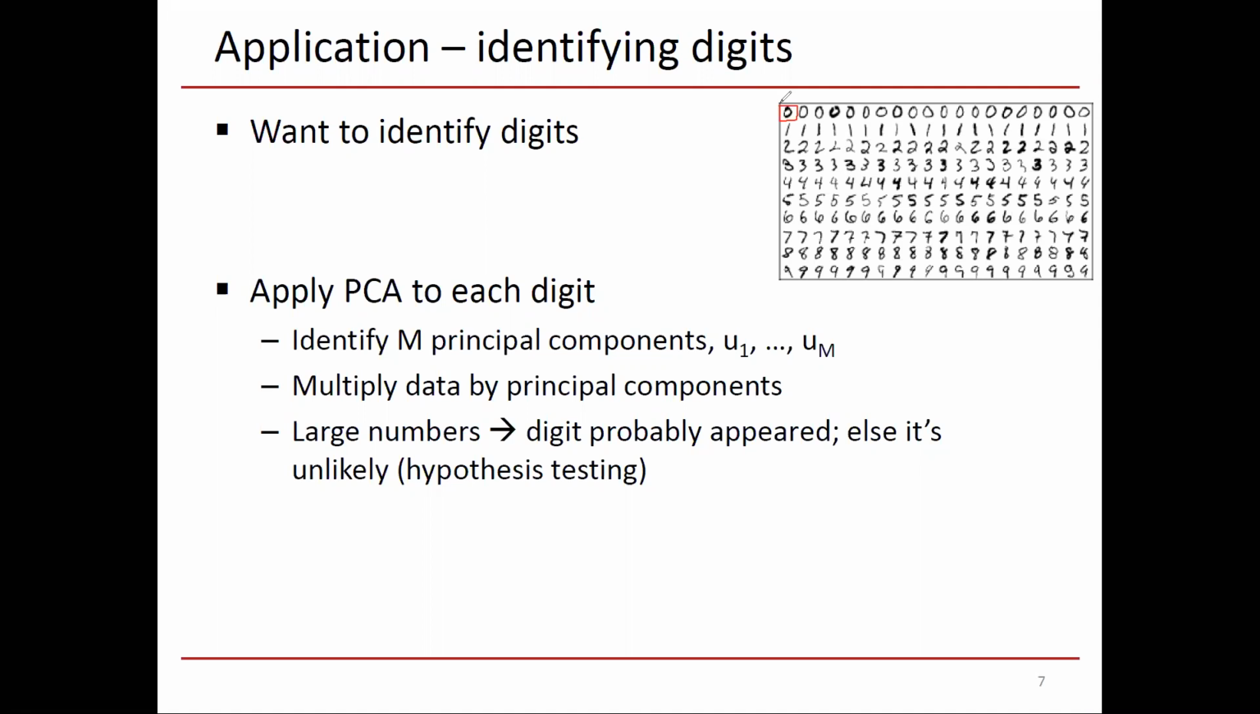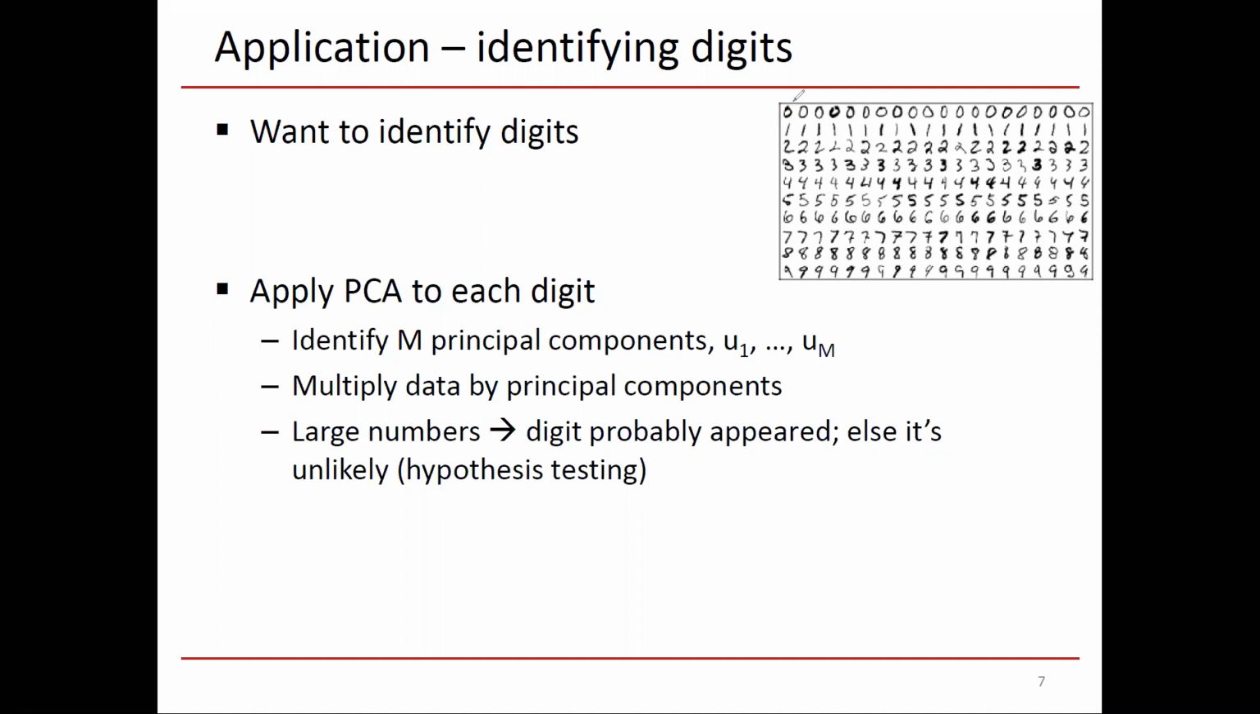If these numbers overall tend to be large, especially the lower numbers, again, the lower numbers contain the most energy on average. If they're large, then that digit probably appeared. On the other hand, if the coefficients are small, it's unlikely that that digit was there. So this is a form of hypothesis testing. We've taken the high dimensional space, these pixels, perhaps a 16 by 16 grid of pixels, which is 256 dimensional. And maybe we boil it down to 5 dimensions. And now a hypothesis testing problem in 5 dimensions is much simpler than before.